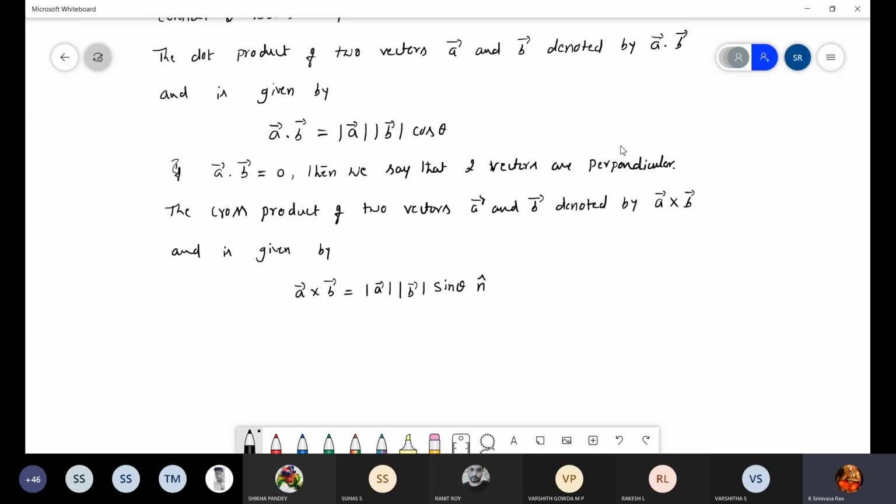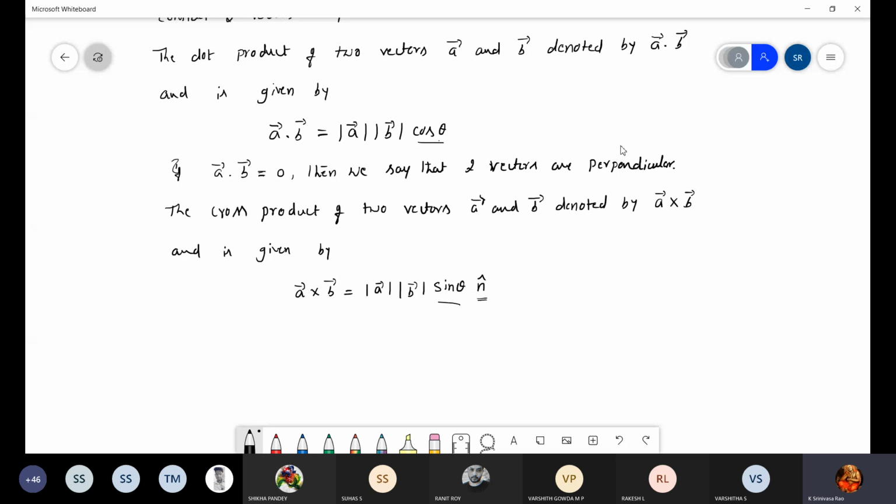And instead of cos theta, which is in the dot product, here it is sine theta. In cross product it is sine theta. So everything else is the same. What is this n cap? This one extra term is there in cross product. What does n cap mean? It is a vector which is perpendicular to both A and B.